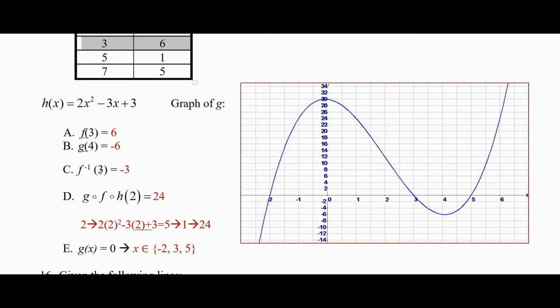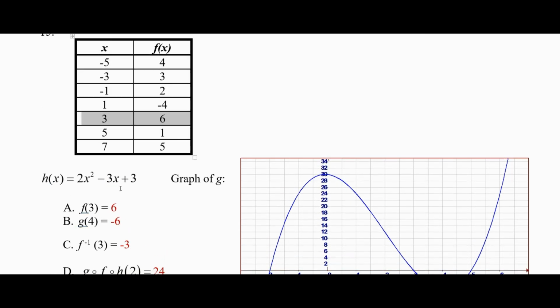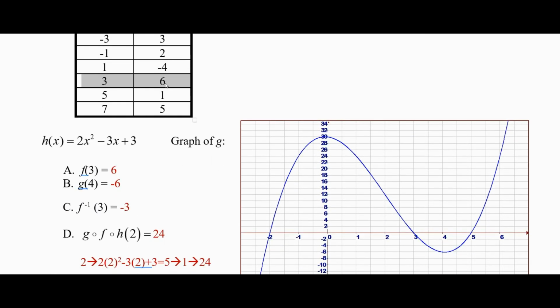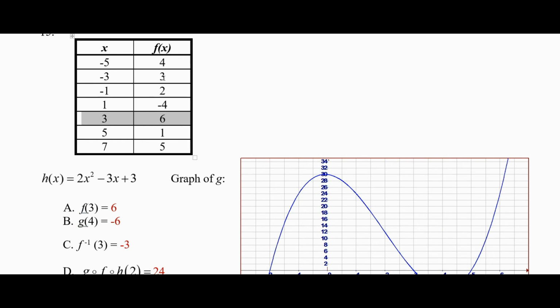F inverse of 3: we want to go backwards from this, so we find 3 here in the output, and we find out what the inverse of that is, find the input, which is negative 3. So the output of F inverse is the input of F.